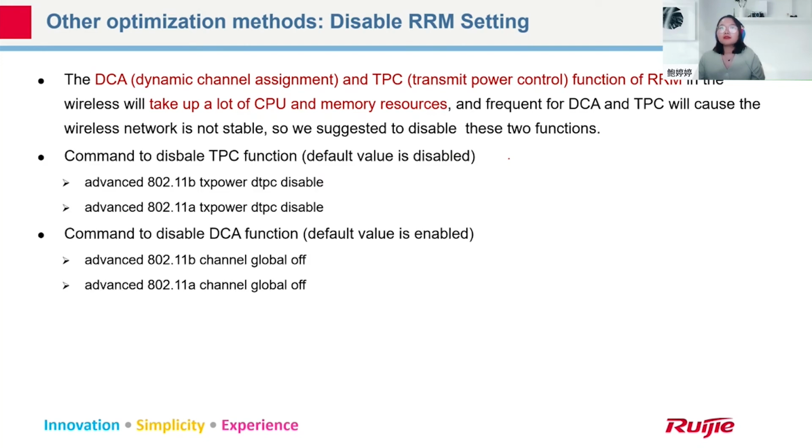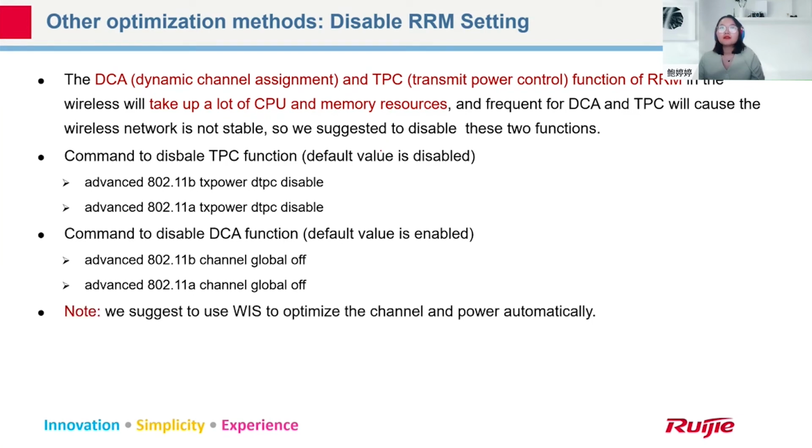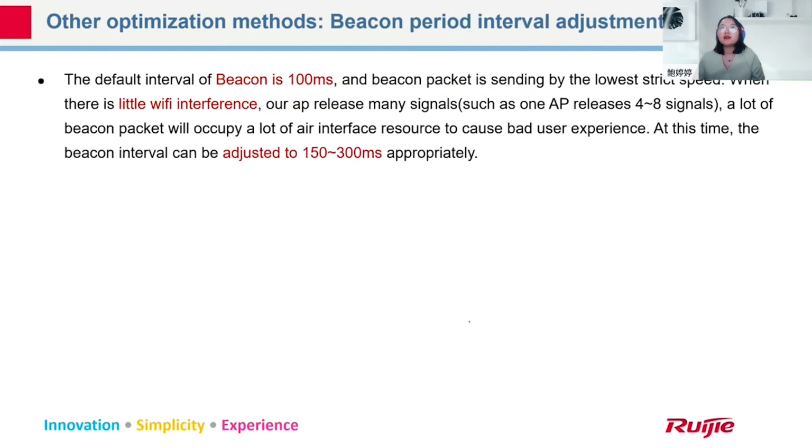This is a command, how to disable these protocols on the 802.11b and 802.11a protocols. Of course, by default, these two functions are disabled. And we also suggest to use ways to optimize the channel and power automatically.